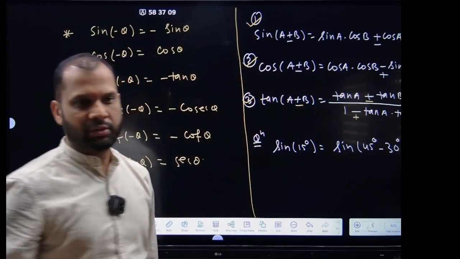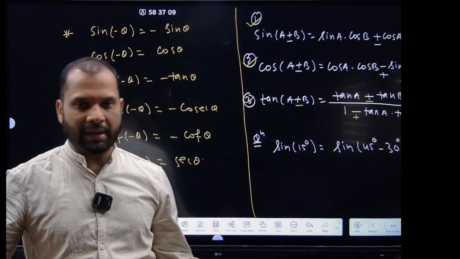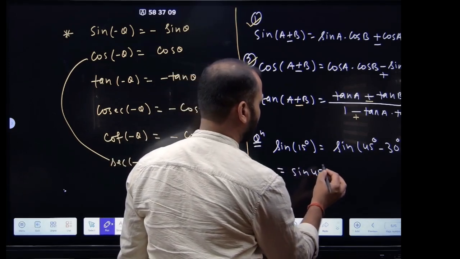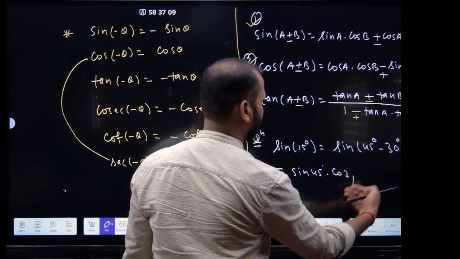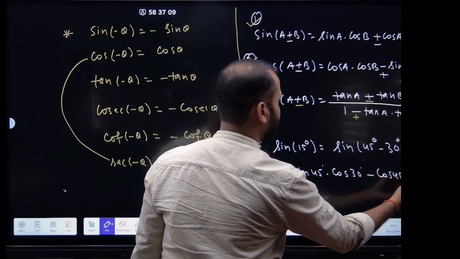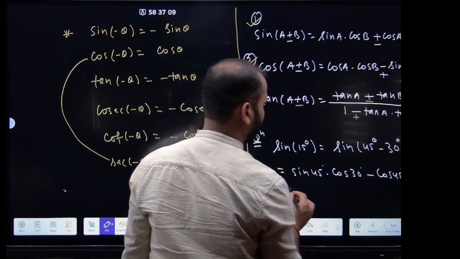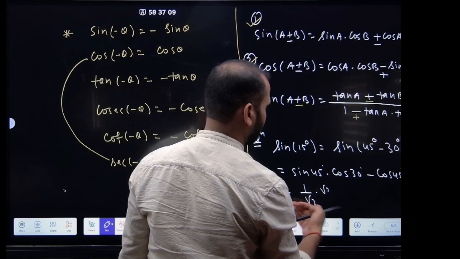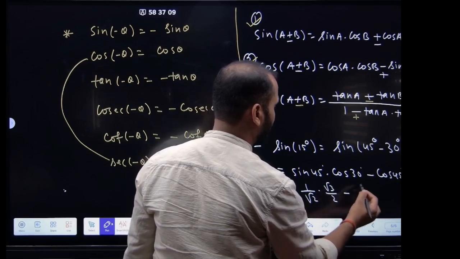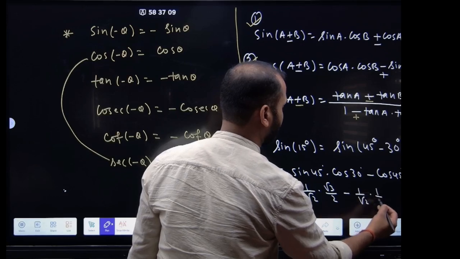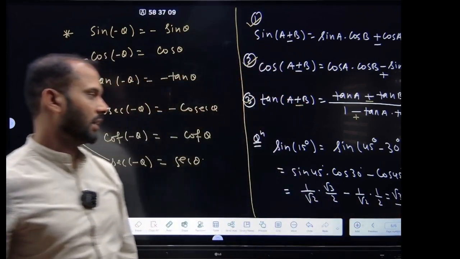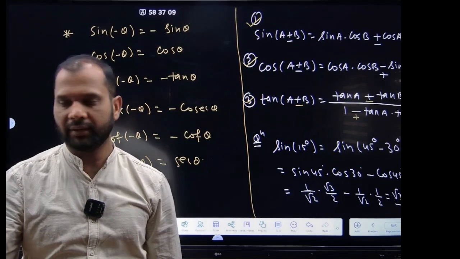Now which formula should I apply? Sin A minus B. What is the formula of sin A minus B? Sin A cos B minus cos A sin B. Done? Put the values: 1 by root 2, root 3 by 2, minus, 1 by root 2, 1 by 2. So, this is root 3 minus 1 divided by 2 root 2. This is the sin 15 degree value.